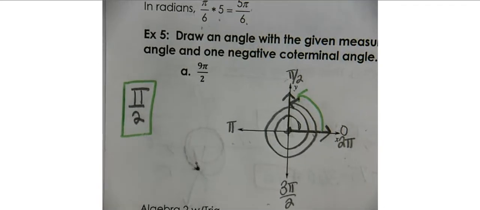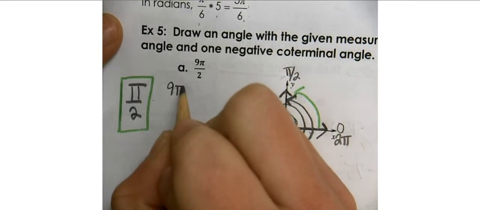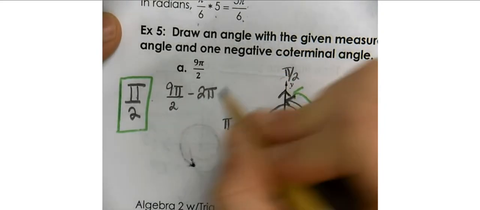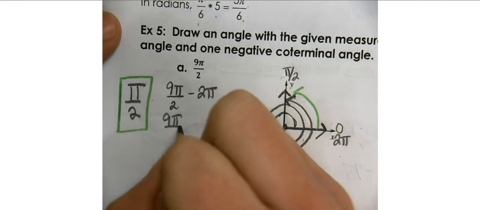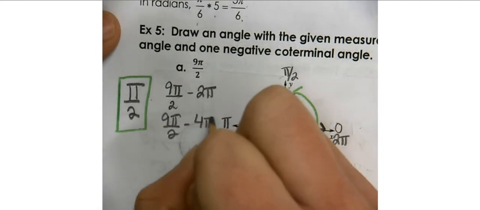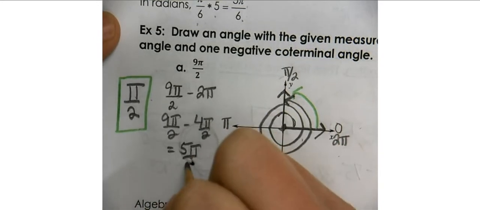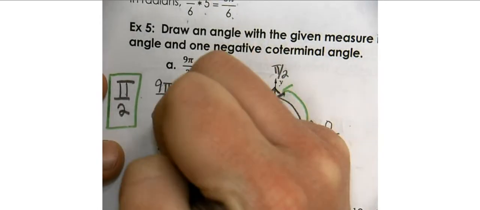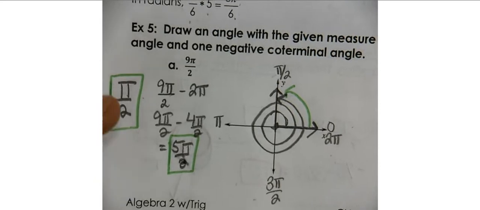One approach is you could just simply subtract 2 pi. So in order to get this, you could go 9 pi over 2 minus 2 pi. And now 2 pi is essentially 4 pi's over 2. So we have 9 pi over 2 minus 4 pi's over 2, and that is equal to 5 pi's over 2. 5 pi's over 2 is also another positive coterminal angle. Now we only needed to find one, but that is also a valid answer.